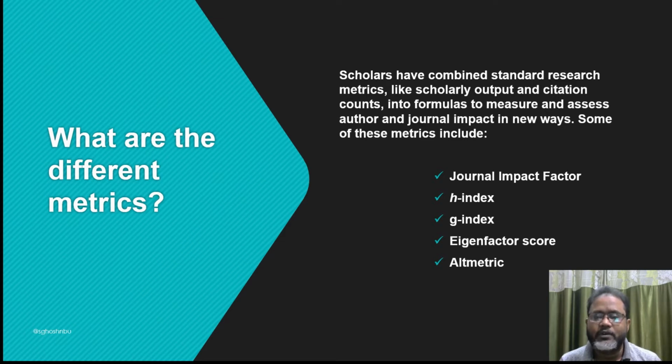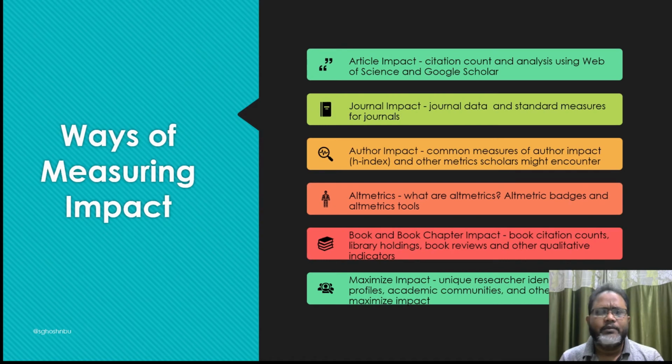So there are different types of indexing systems. At the same time, we have other variations too, like IPP, CiteScore, SJR, that is the journal ranking system, and JCR, the Journal Citation Reports. These are the different types of metrics. Now we are coming to the ways of measuring impact, that is, how we can measure the impact of different components.